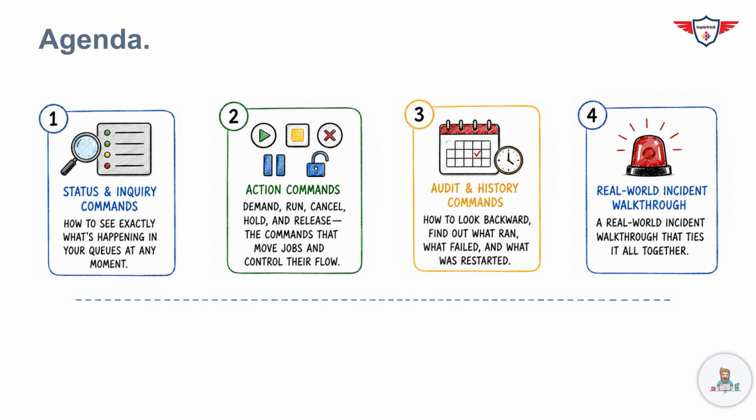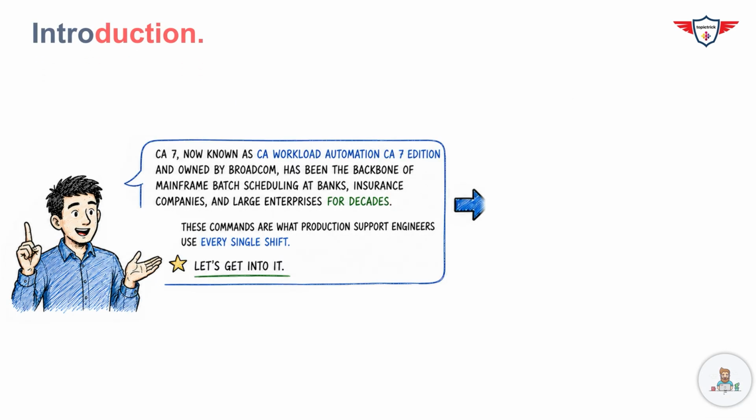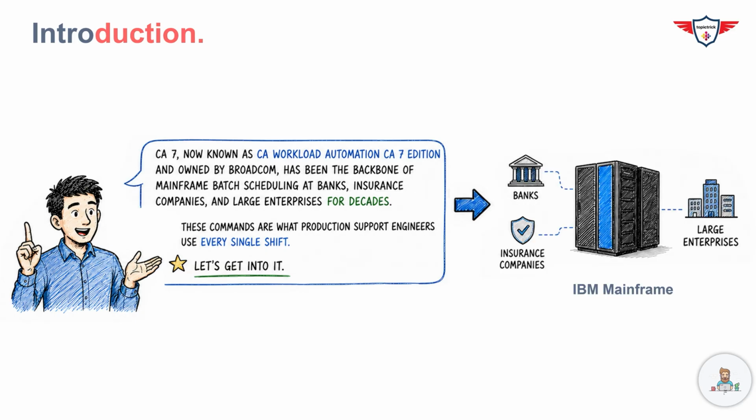So the very first question is, what is CA7? CA7 is a mainframe job scheduler that automates batch processing, manages job dependencies, and ensures workloads run in the correct sequence. It provides real-time monitoring, rerun and restart capabilities, and tight integration with z/OS environments. It is used heavily on IBM mainframes, and this product is owned by Broadcom.